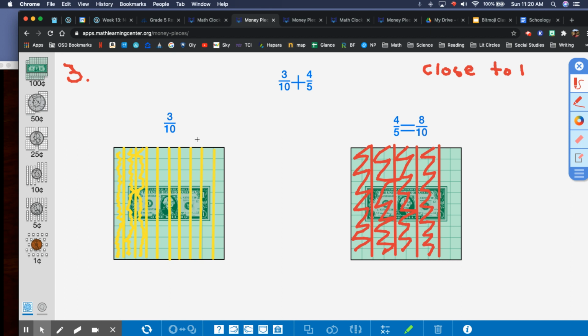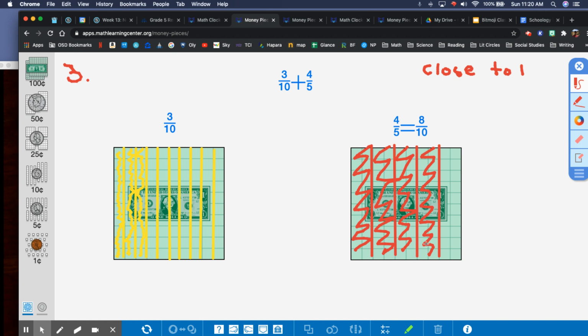So let's go back over here to the yellow one. What I did is I broke my dollar up into tenths. That's what these straight yellow lines are. There's 10 equal pieces, and then I shaded in 3 of them. 1, 2, 3. And on this side, I have 4/5, so I cut it into fifths, and I shaded in 4 of them. 1, 2, 3, 4.